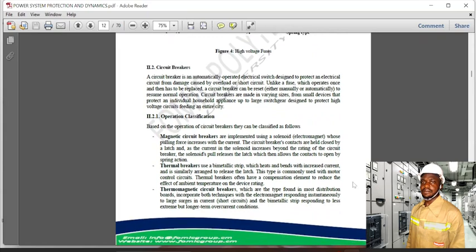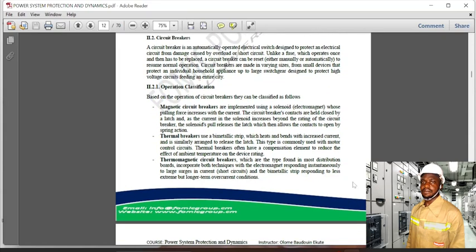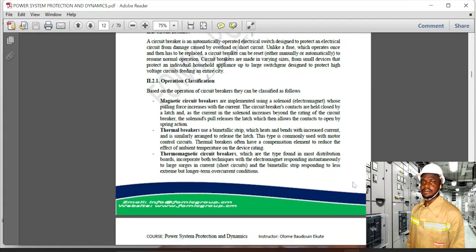We know that circuit breakers are used to protect against what? You have short circuit, overload, right? We also have circuit breakers that are designed to protect against earth leakage. So here we'll see the circuit breakers that are used for low voltage application, right?